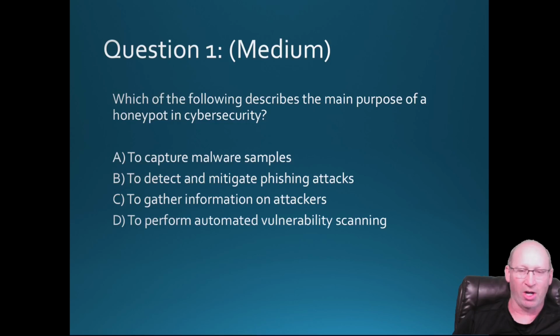It's not going to do automated vulnerability scanning. That is not something that a honeypot does. So we can get rid of D. D is out the window. What about B? I think we all know that it's not to detect and mitigate phishing attacks. That would be something like Proofpoint or some other tool that we might utilize, but definitely not a honeypot.